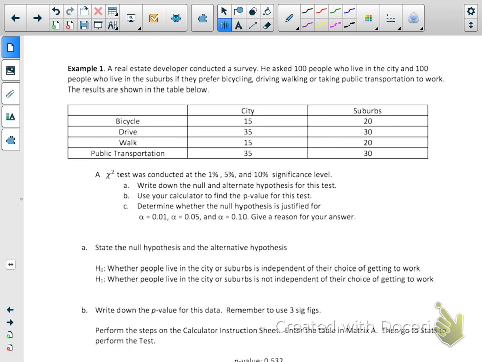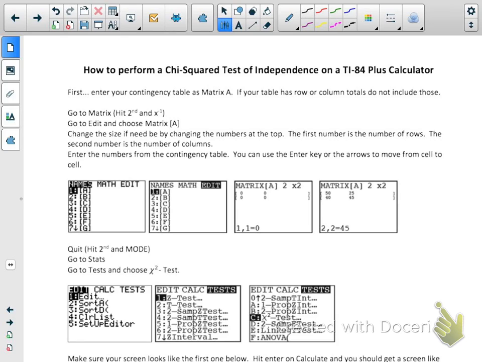Okay. So for our first example, here we have a set of data, and I'm going to kind of walk you through how you're going to do this in the calculator. Now, you have a handout about how to perform the chi-squared. Okay, it looks like this. So I'm just going to kind of walk through those steps with this particular example here.